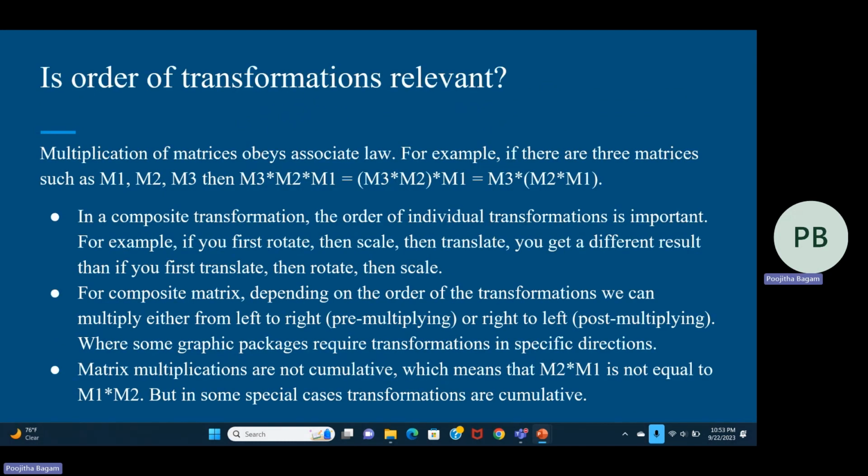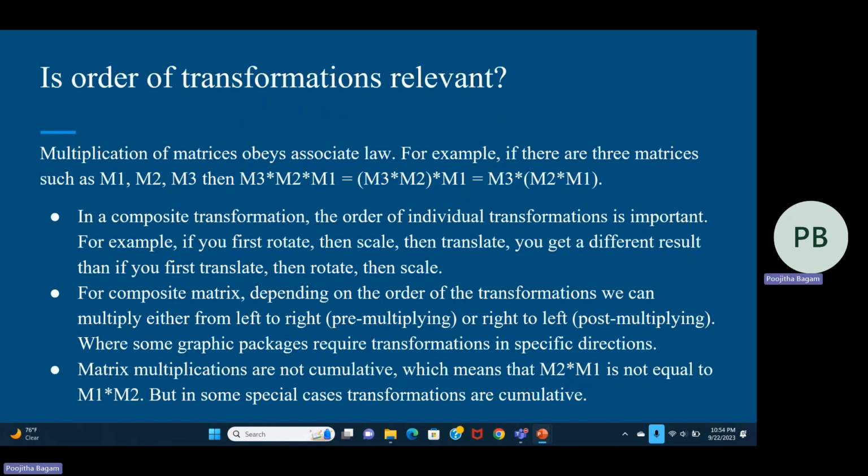And coming to whether the order of transformations is relevant or not. Here we can see multiplication of matrices obeys the associative law. For example, if there are three matrices M1, M2, M3, then the product of M3 with M2 M1 is equal to the product of M3 M2 with M1. So in a composite transformation, the order of individual transformations is important. For example, if you first rotate, then scale, then translate an object, you get a different result than if you first translate, then rotate, and then scale.